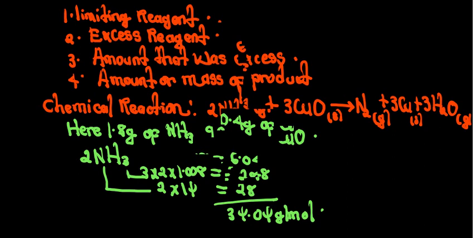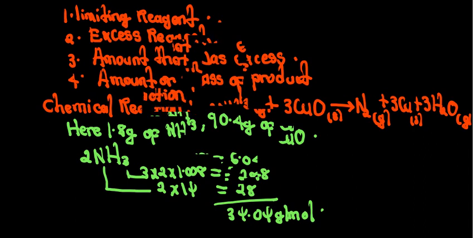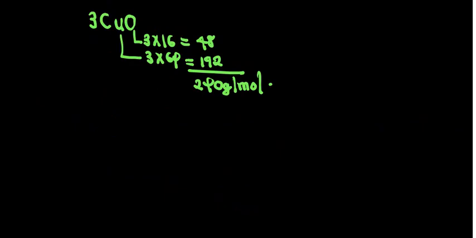And upon finding this, we now need to find the masses. How much of the NH3 was participating in this chemical reaction, and how much of the copper oxide was participating in this chemical reaction in order to have the N2, the nitrogen gases, the copper, and the water that was formed in form of gas. So how do we work out that? That is what we're about to do now.